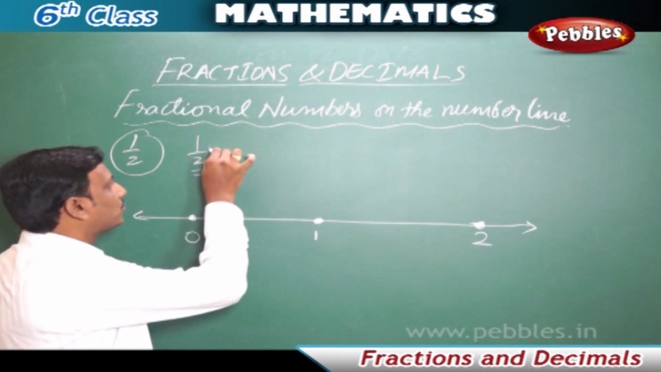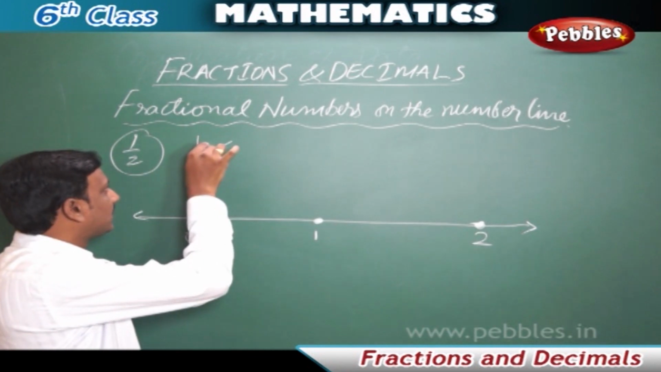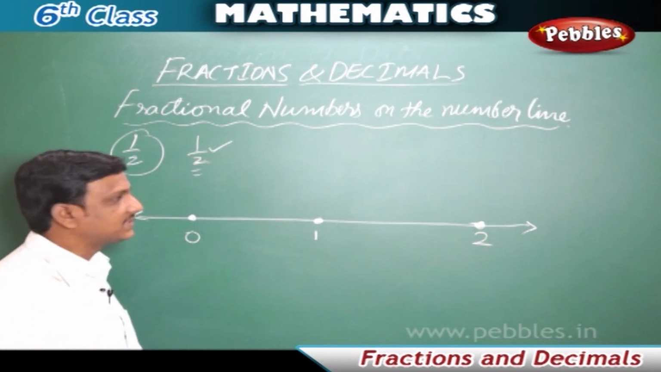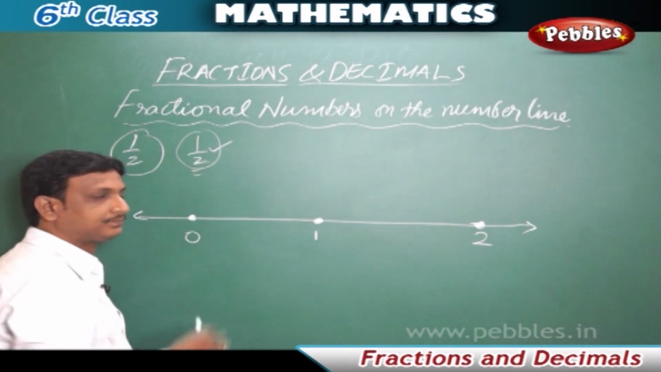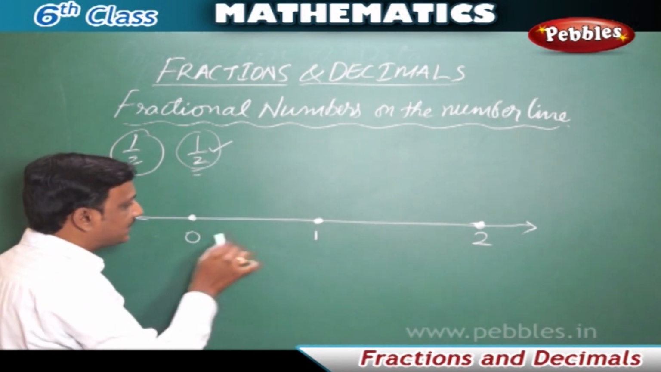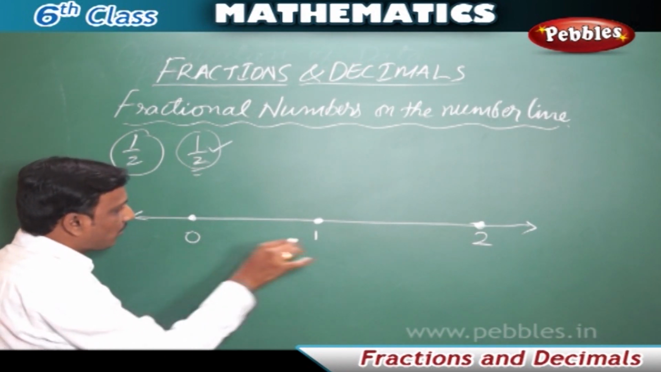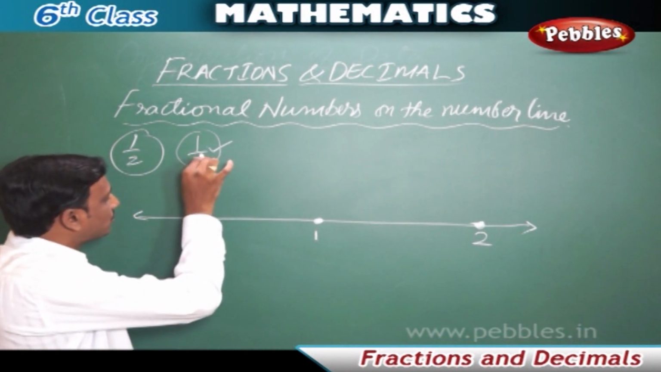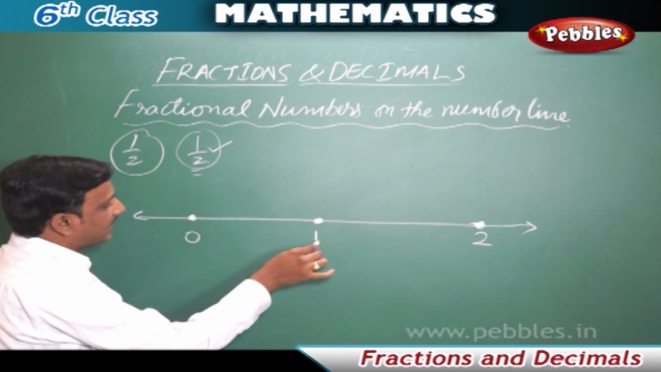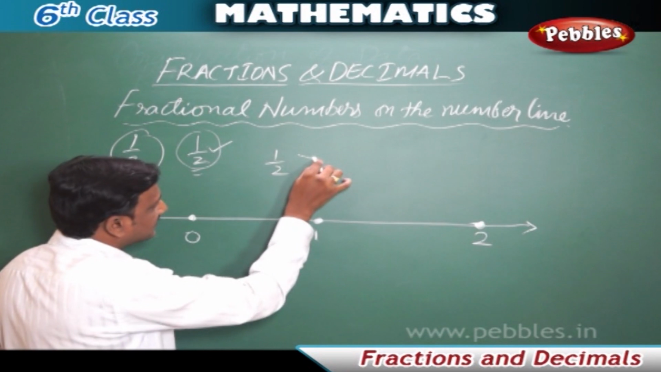We know 1/2 is a proper fraction. 1/2 is half of 1. That means this is less than 1, and it stays between 0 and 1. So 1/2's position is between 0 and 1. So 1/2 is greater than 0 and less than 1.